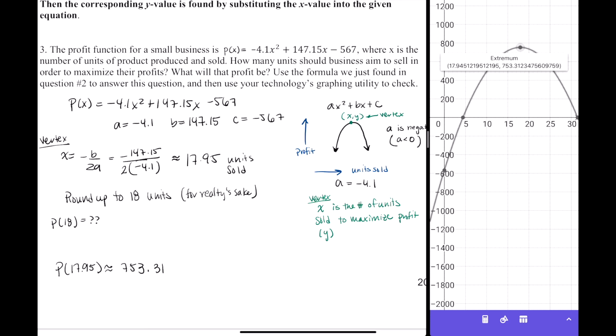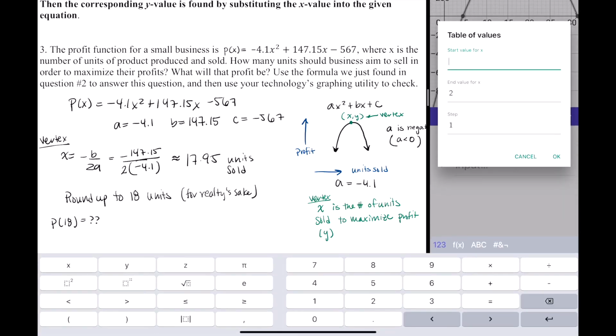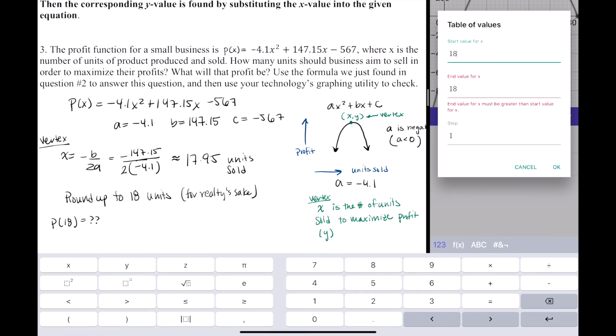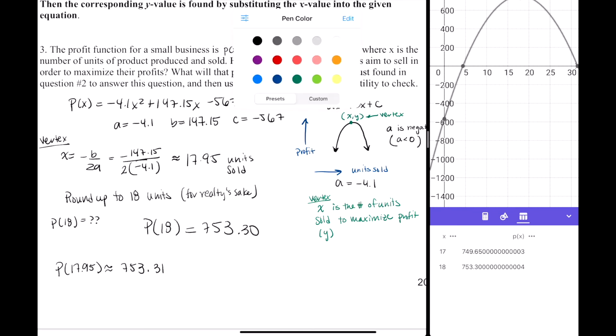What about for 18, since that is our estimate? So let's go and create a table of values, and we really only need 18, so let's just go from 18 to 18. Oh, I have to have one bigger and smaller. Okay, so let's go, fine, from 17 to 18. There it is. So if you notice at 18, our profit is $753.30. So it's a penny lower. So, it's still pretty close to the max. So P, our profit, at 18 units sold is about $753.30.